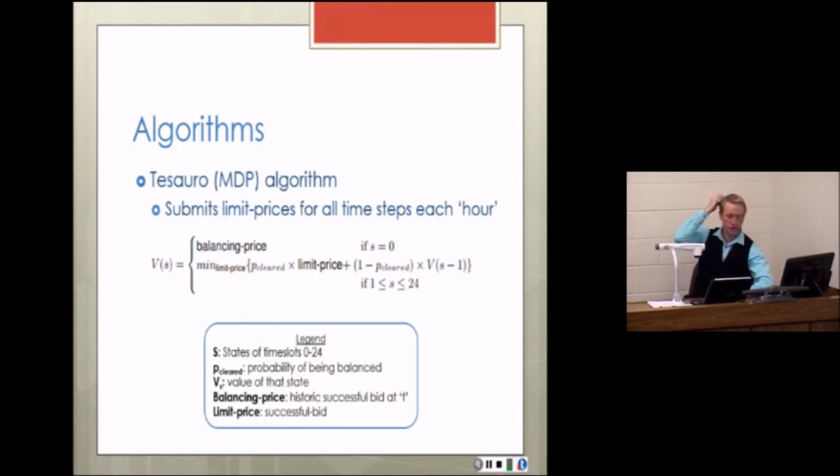So I'll give it generically, and if you have questions about it, feel free to ask, and I will explain what each of those variables mean in more detail. And feel free to use that legend down there to help illustrate what each of those facts mean. So you use the last V of S minus 1 on the far right here. Use the last value of that state, and then you multiply it by the probability that you won't clear for that, and then you add it to the limit price times the probability you will, and that's your minimum limit price for that value of that state.